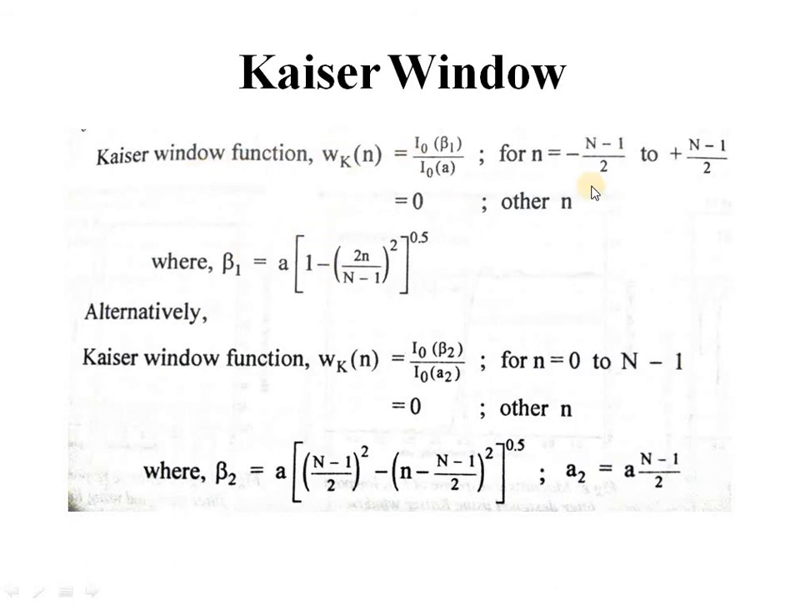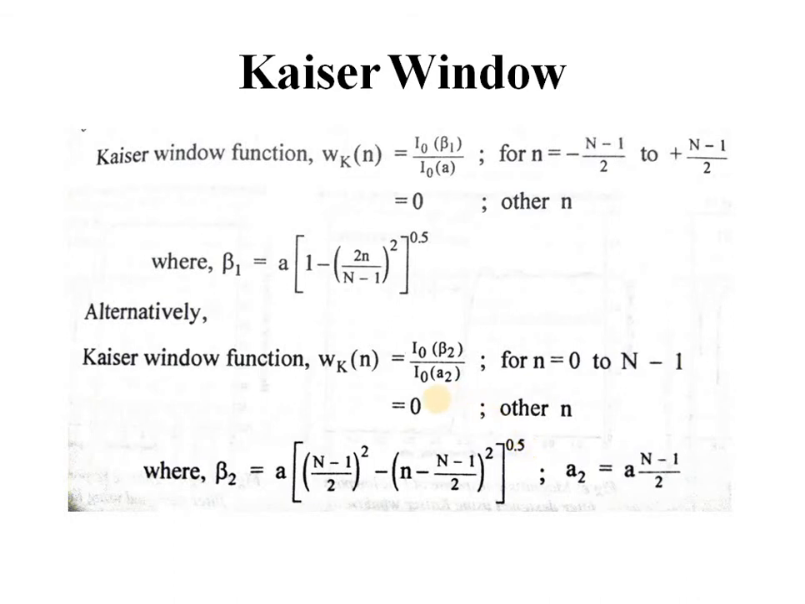The Kaiser window function that we have defined only suits odd values of N. But whenever we would like to design a windowing sequence for both odd and even values of N, generally we use the function I naught of beta 2 by I naught of a2, where beta 2 is equal to a into the square root of ((N minus 1) by 2) whole square minus (n minus (N minus 1) by 2) whole square, and a2 is equal to a into (N minus 1) by 2. The parameter a is an independent variable that can be varied to control side lobe levels with respect to the main lobe peak.